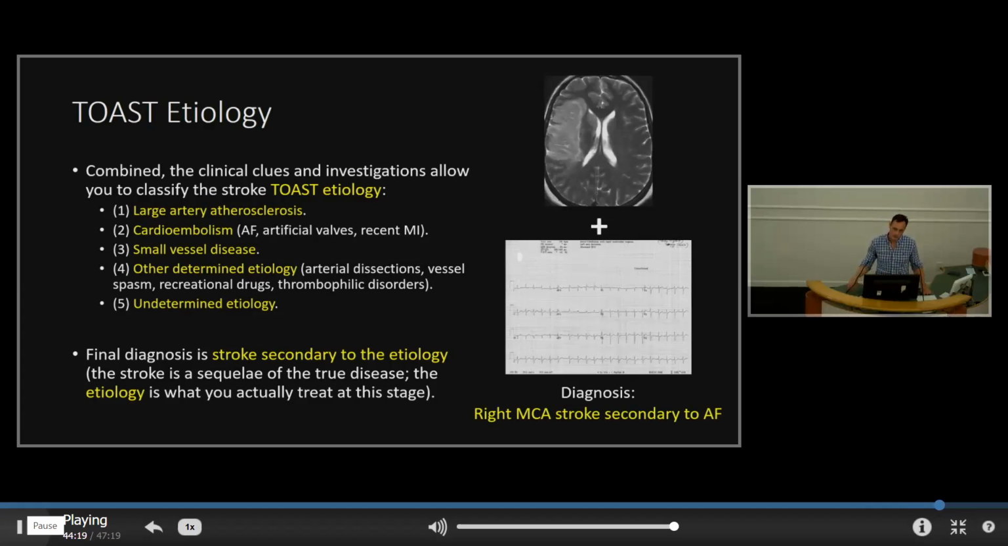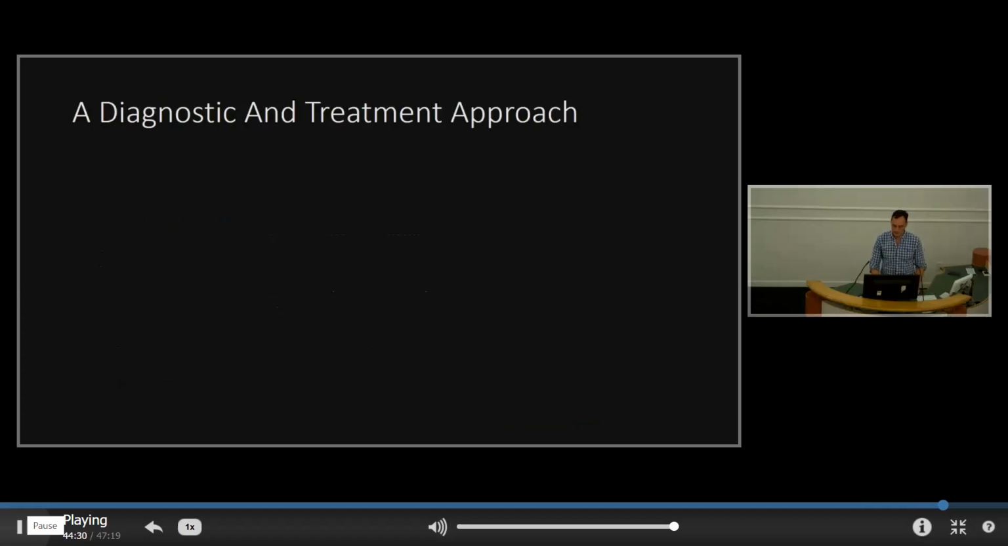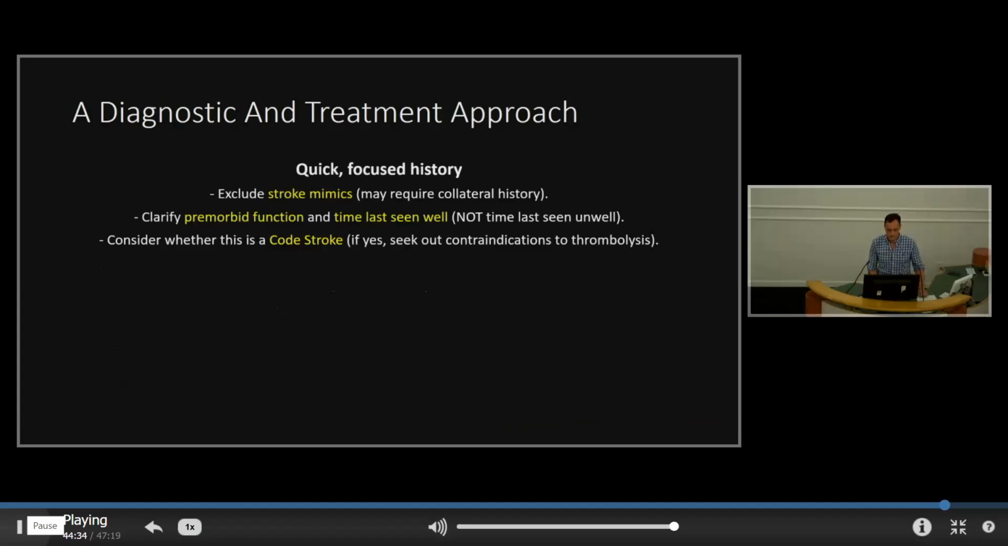This is so critical because you're not treating the right MCA stroke. You're treating the AF and thereby indirectly preventing further strokes. Make sense? That's hyper critical, and I don't find that it's often taught. So here's a quick approach you could use in stroke.